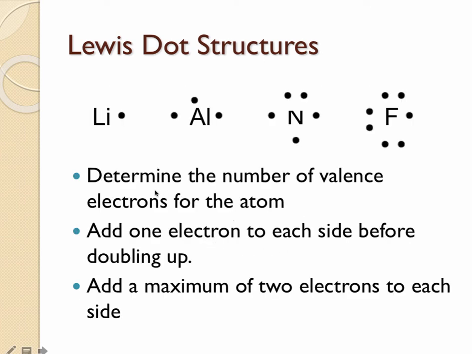Well, first we have to determine the number of valence electrons for each atom. This we're going to do by looking on the periodic table at what group the element is in, and that gives us the valence electrons. We're going to add one electron to each side before we double up on those electrons, only putting two electrons on each side. And as you draw them, you want to envision that there is a box around this symbol and only two electrons on each side of the box.